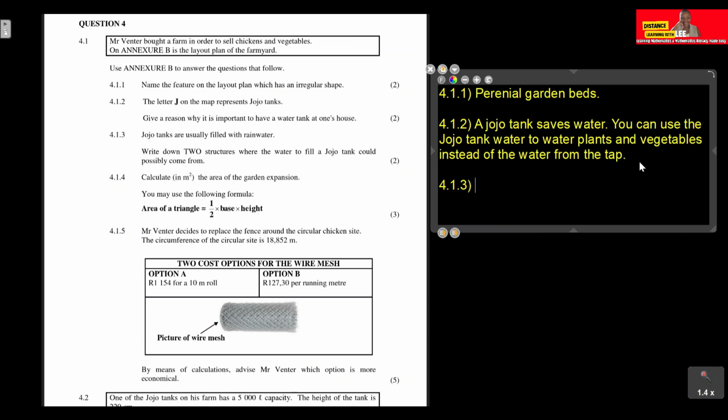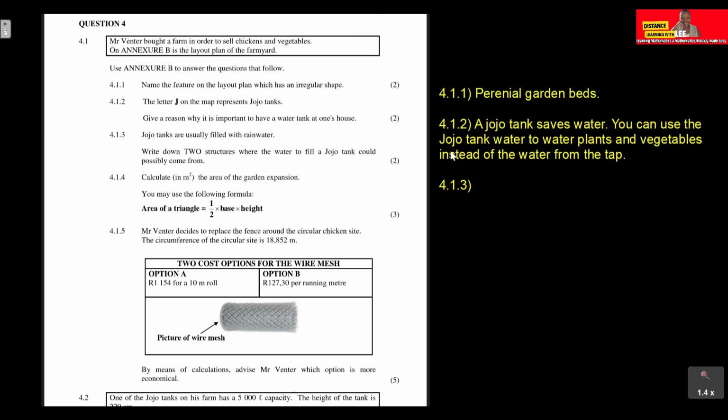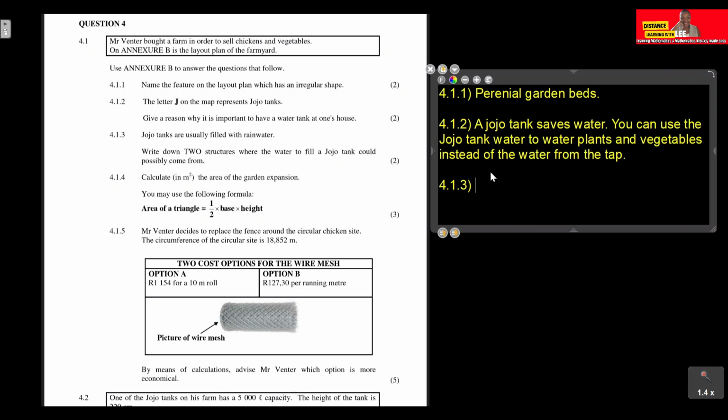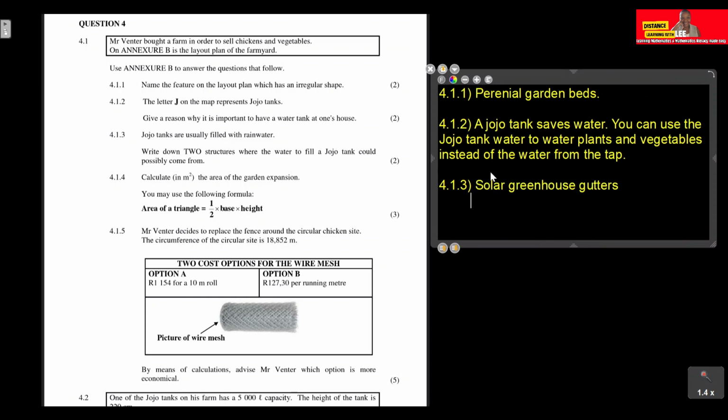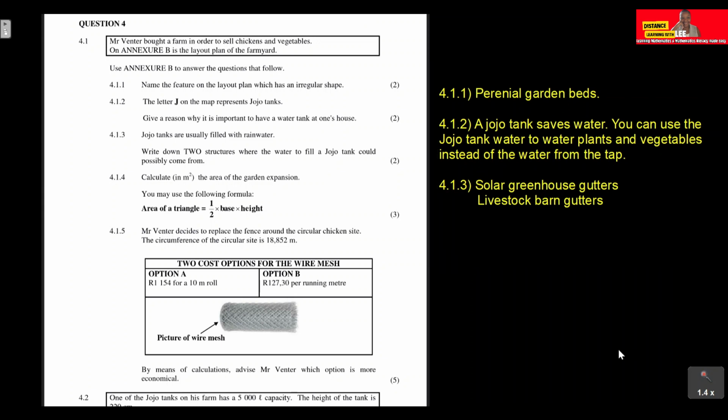Okay, so we can say that the water can come from the solar greenhouse gutters, or you can also say the water for the JoJo tank can come from the livestock barn gutters. Okay, so we can basically get that, because they said there were only two reasons.